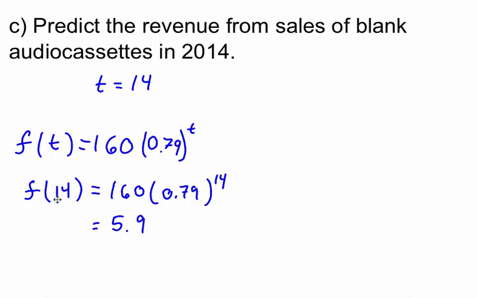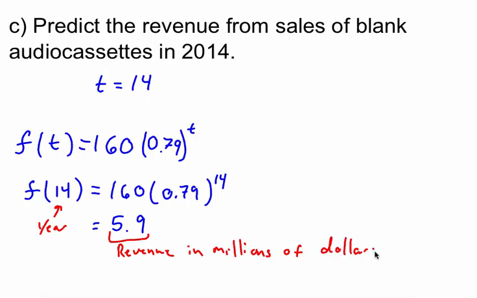Okay, so the input is years, and 5.9 is revenue in millions of dollars. Okay, so in 2014, we expect the revenue to be at $5.9 million.